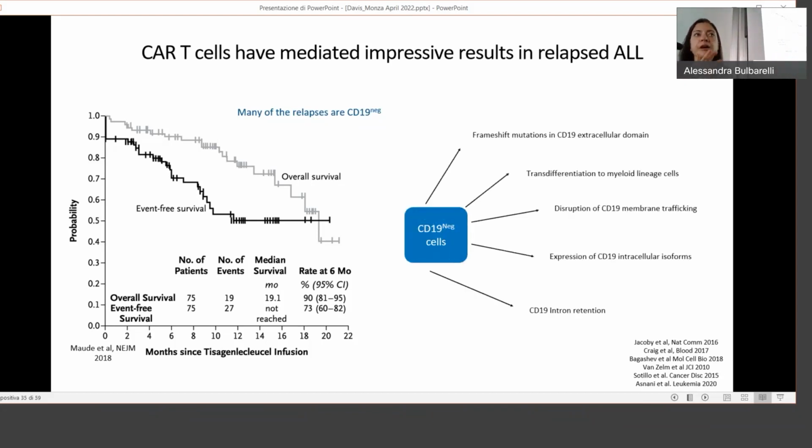And there's been a lot now published about why this happens. There's been reports of frame shift mutations in CD19, transdifferentiation into the myeloid lineage. So cells start out lymphoid, and after CAR T cell therapy, they become myeloid. You can have disruption of CD19 getting to the surface, and as well intronic and splicing events in CD19 that make it no longer be susceptible to the CAR.